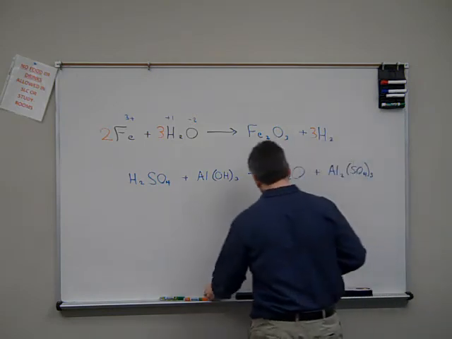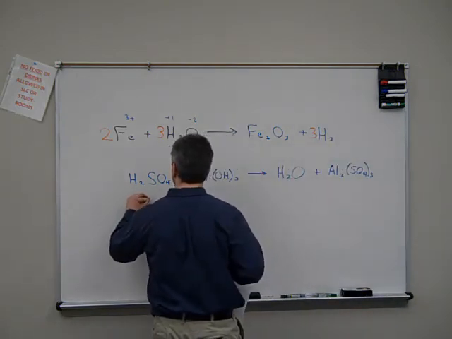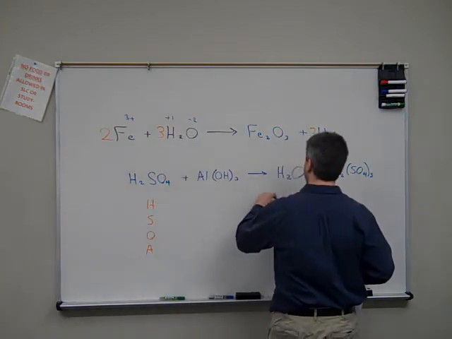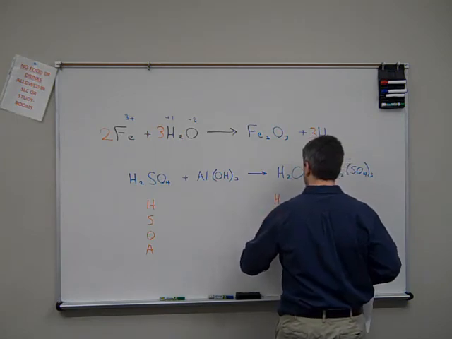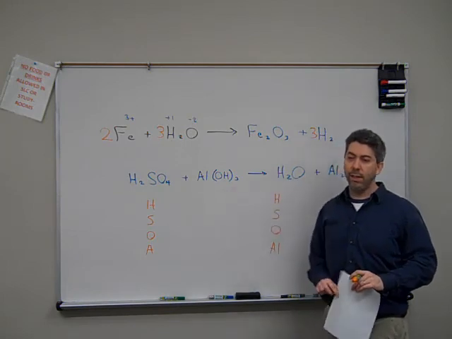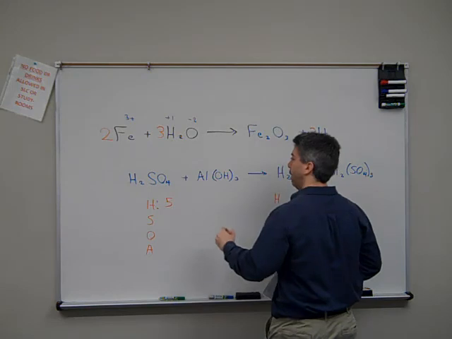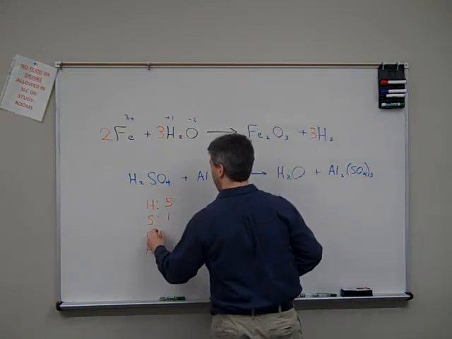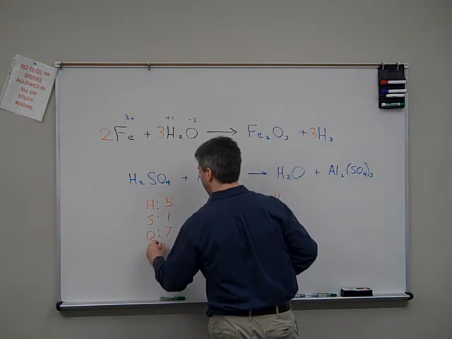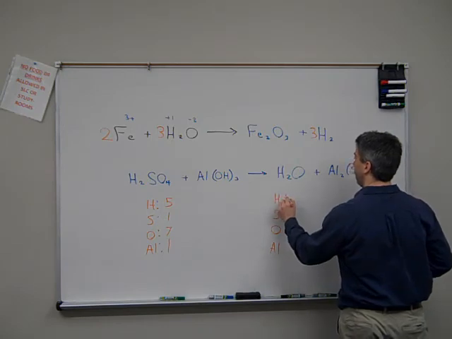And for this one, I am going to list out my elements because this is a little bit trickier. I have H, S, O, and Al. So how many hydrogens do I have on this side? 5. How many sulfurs do I have on this side? 1. How many oxygens? 7. And how many aluminums? 1. How many H's do I have on this side? 2.